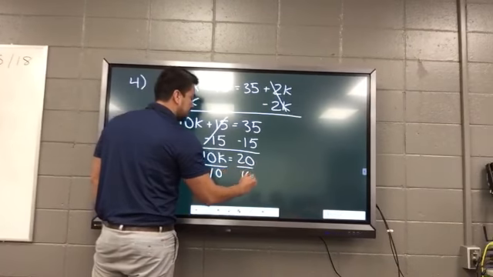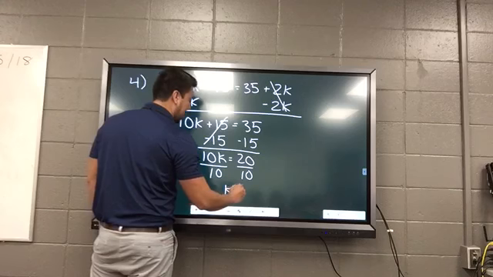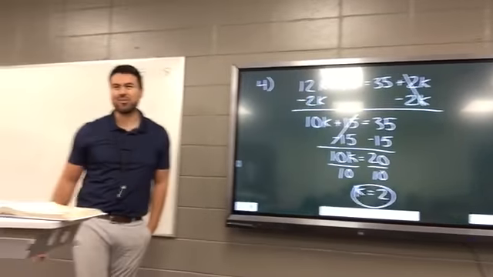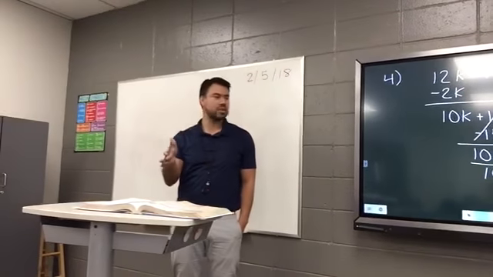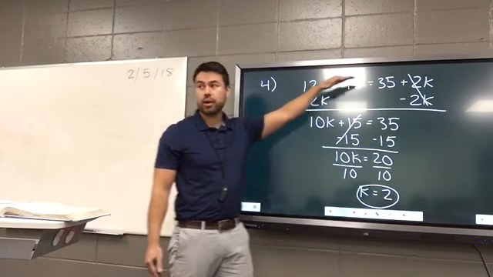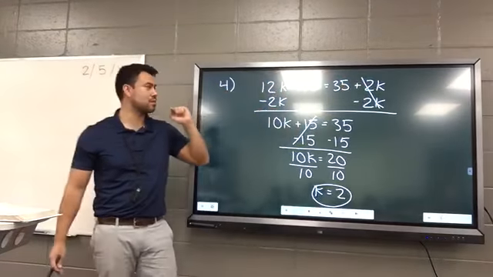Divide by 10 on each side. I get k equals 2. And a bonus step, or extra step, or make-sure step, is to check it. So I check it with the original equation. We can do this mentally. Okay, so this is mental math.